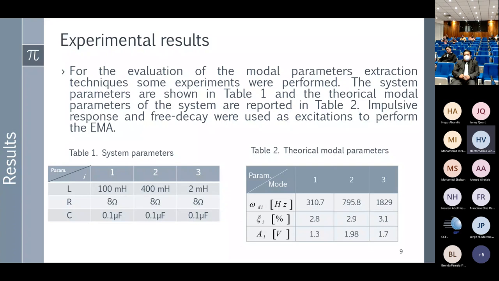For the evaluation of the modal parameters extraction techniques, some experiments were performed. The system parameters are shown in table number one. There are the inductance, resistance, and capacitance for each degree of freedom. And the theoretical parameters of the system are reported in table two in a similar way for each degree of freedom. Impulsive response and free decay were used as excitations to perform the experimental modal analysis.